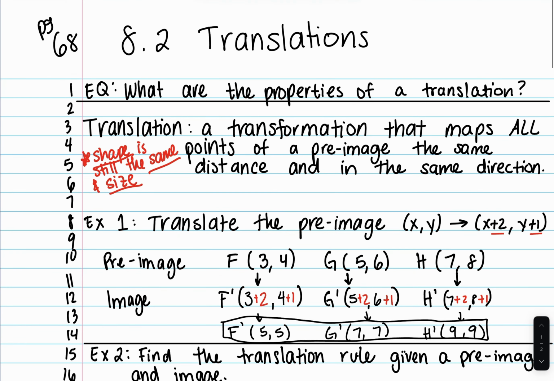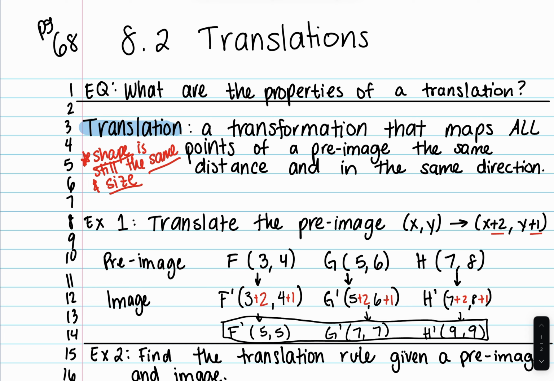Okay, you guys are going to copy 8.2 translations on page 68. Go ahead and pause this as you copy it. Make sure you guys have your buckets. Let's highlight. So translation is a type of transformation, which is, remember, transformation is a change.